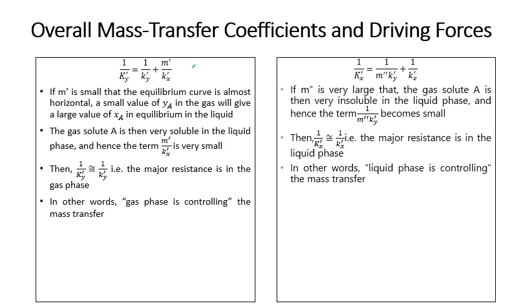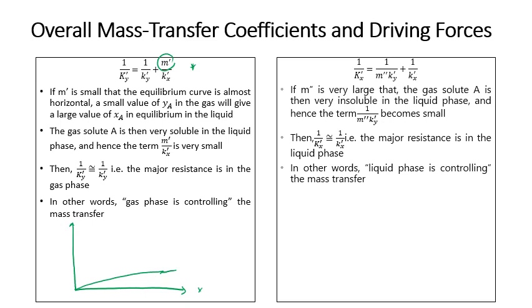So from this expression here, if M prime is small, the equilibrium curve is almost horizontal. You can imagine if M is very small, then the gradient is very small, so your equilibrium curve may look like this. It's very flat.